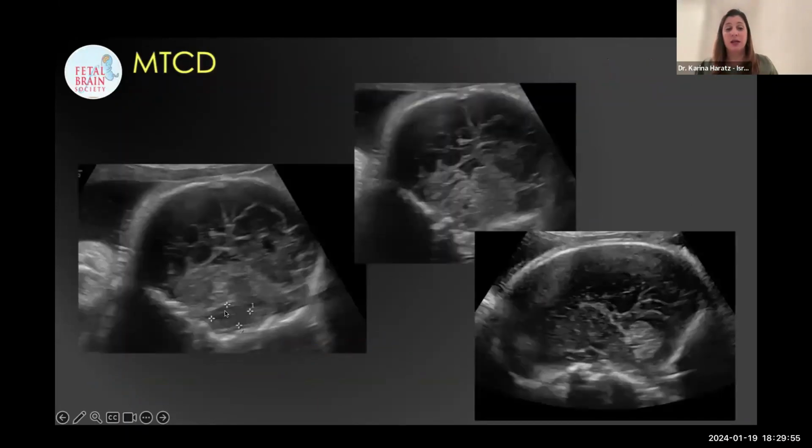This is a very rare case that we had the opportunity to describe. I think the second case in the literature, this is a mass protruding posteriorly from the cerebellum.